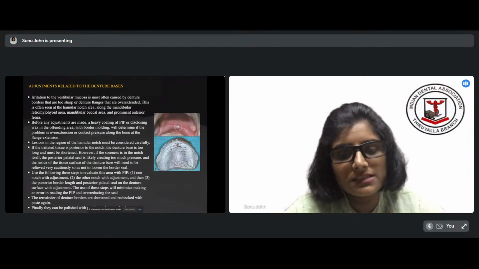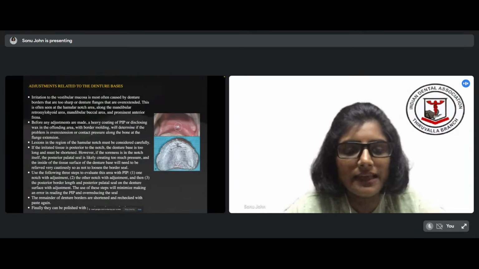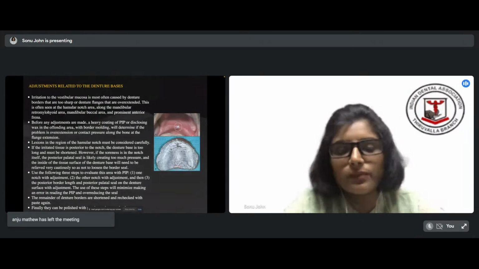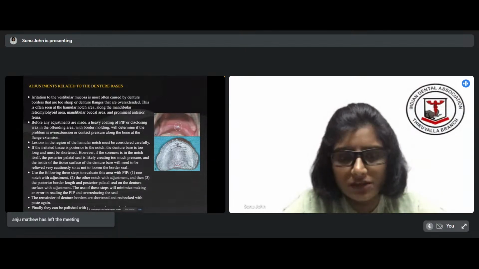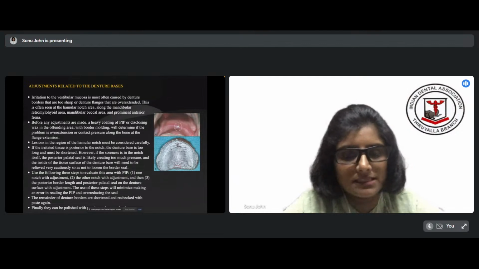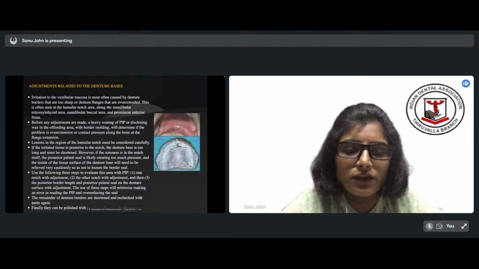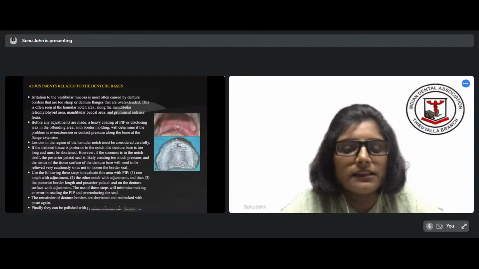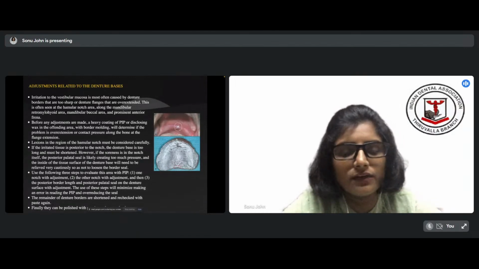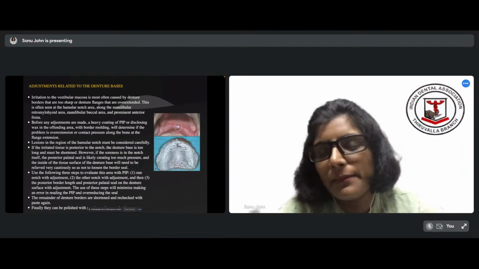Use of these three steps would minimize making any error in reading what you get when you apply a pressure indicating paste on the tissue surface of your denture, and over reducing the seal of the denture. The remainder of the denture borders are shortened and rechecked again with a pressure indicating paste. Finally, your denture should always be polished before you insert it into the patient's mouth.